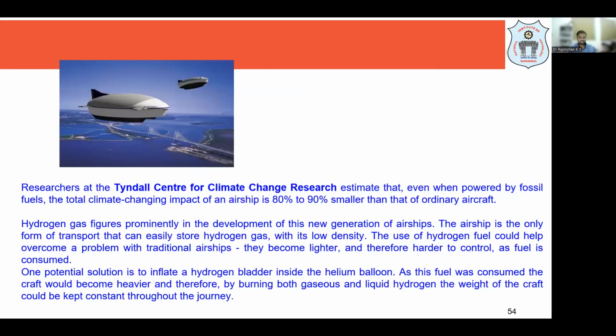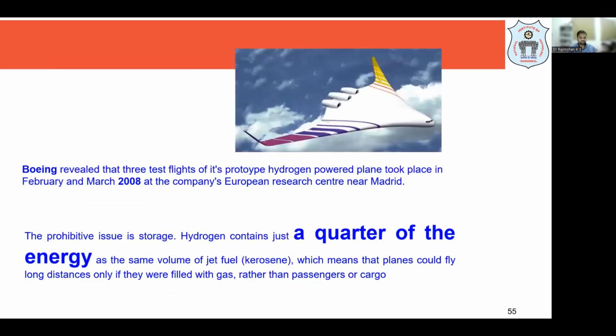And if you look at the researchers at the Tyndall Centre for Climate Change, they found that the climate change impact of an airship is 80 to 90% smaller than that of an ordinary aircraft. Such a vehicle they have created. And you can see that Boeing has revealed 3 test flights of its prototype hydrogen-powered planes, which took off in March 2018 at the company's European Research Center near Madrid.